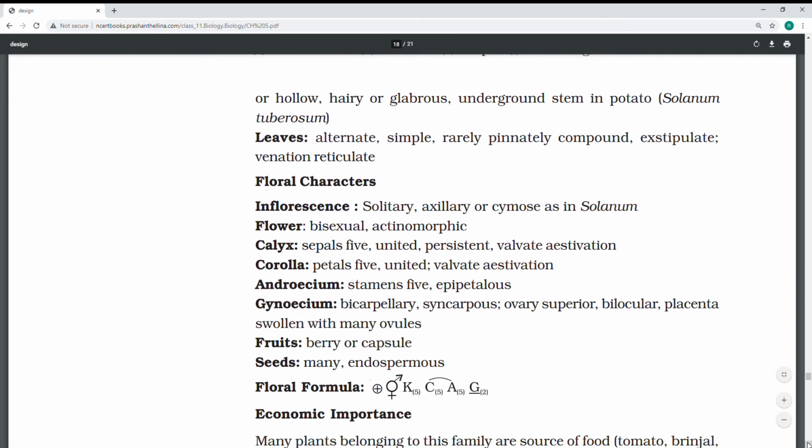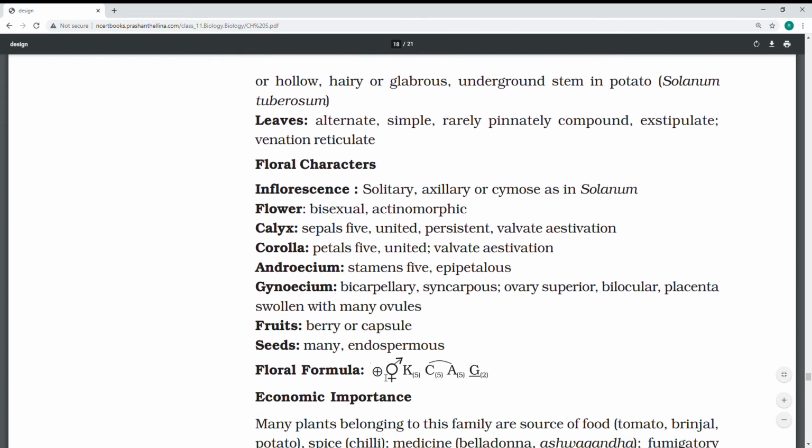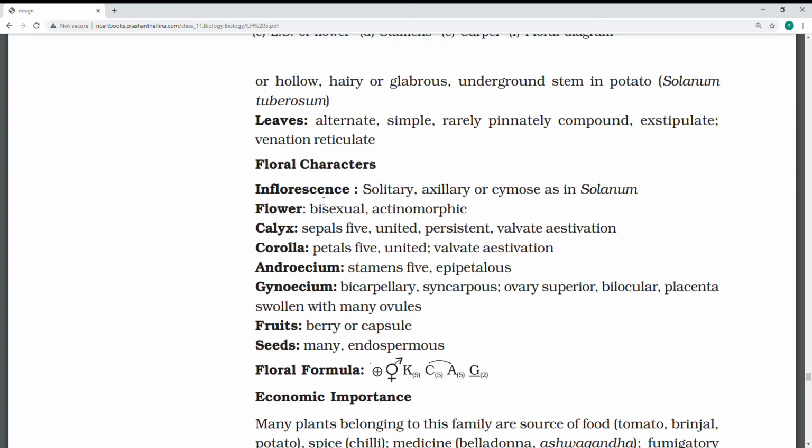See the floral formula and this floral diagram, which is zygomorphic and bisexual: calyx 5, corolla 5, androecium 5 and gynoecium 5. So basically they will give inflorescences, whether it is solitary, single, axillary, cymose, as I already explained about inflorescence in the earlier lesson. Flower, whether it is bisexual, actinomorphic. Sorry, I said zygomorphic, but this is bisexual and actinomorphic.